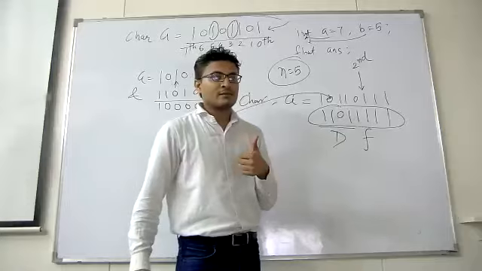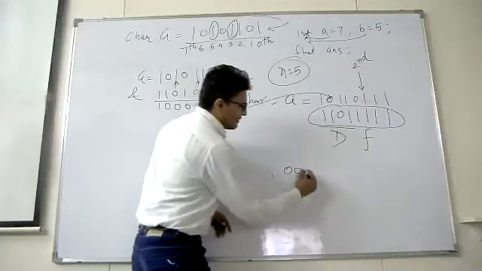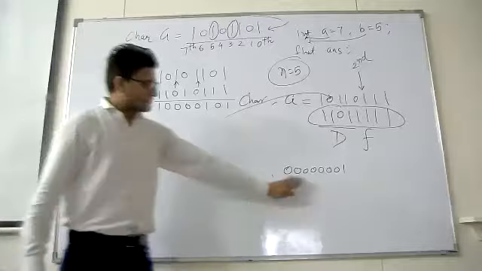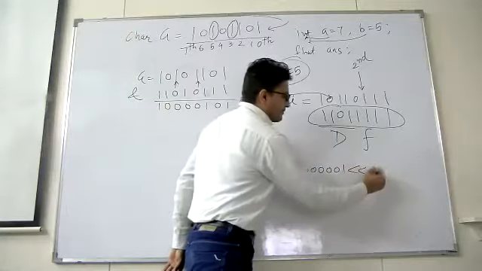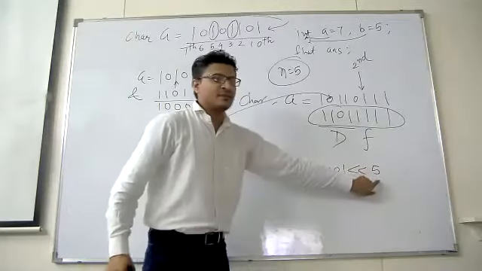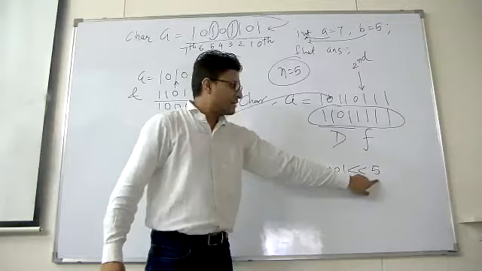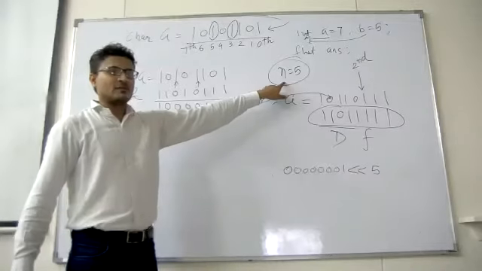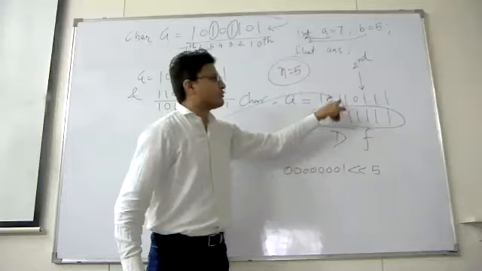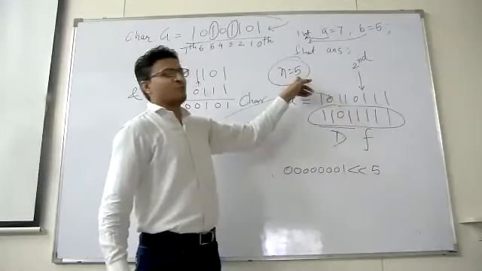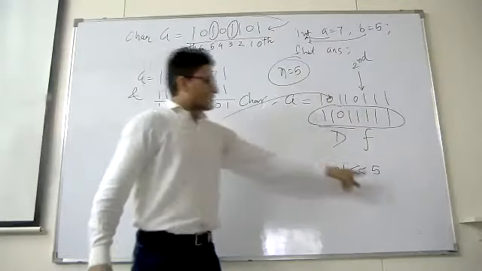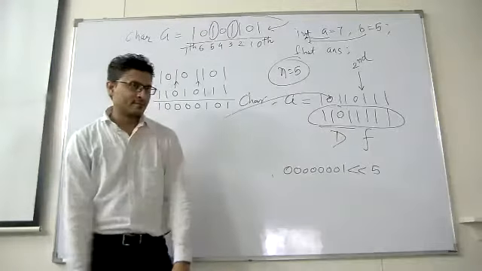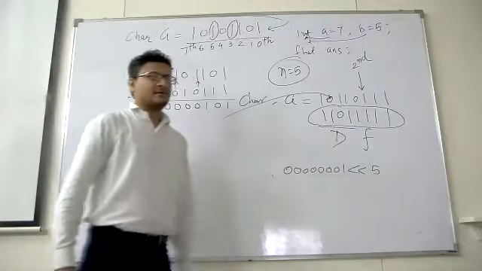So if I take the simple one, shift left by 5, because I know the position. This is 5. I know the position number is 5, because I would like to clear only the fifth position of A. So 1 shift left by 5. What would be the answer? Where will this 1 go?